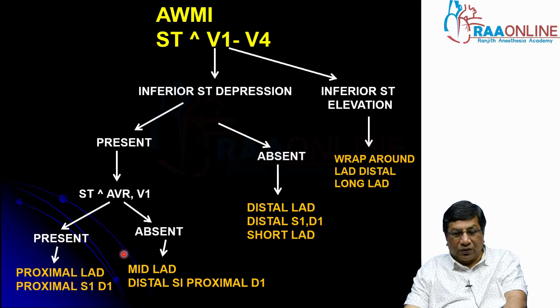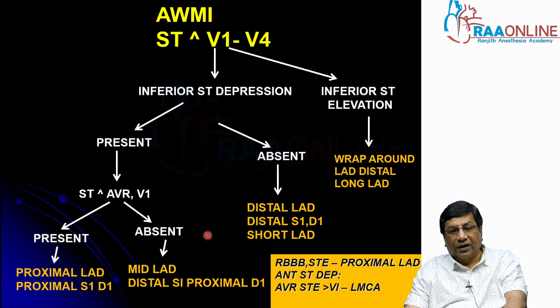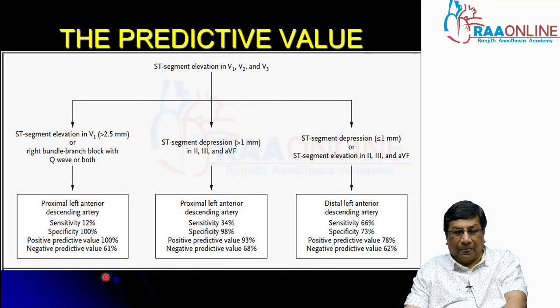So what gives you the crucial information is not the ST elevation in anterior leads. It is the other leads which are giving you the crucial information. The inferior leads as well as leads like AVR and V1 will give you crucial information regarding the location of a particular coronary artery occlusion. So if you have acute right bundle branch block, it also indicates a proximal LAD lesion, in addition to ST elevation in AVR and V1.